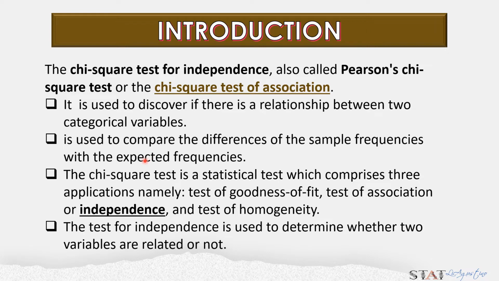This chi-square test is also used to compare the difference of the sample frequencies with the expected frequencies. It is a statistical test which comprises three applications, namely, we can use the chi-square test as a test of goodness of fit, test of association or independence, and test of homogeneity. Also, the chi-square test for independence is used to determine whether two variables are related or not. However, we will just focus our attention on the application of the chi-square test for independence between variables. As I've said, we'll just focus on the test of independence using this chi-square test for independence, or Pearson chi-square test, or test of association.